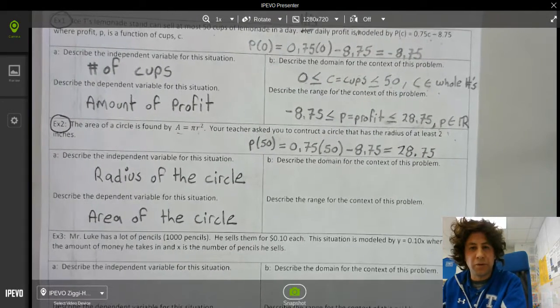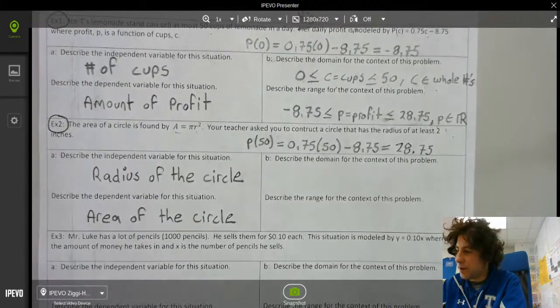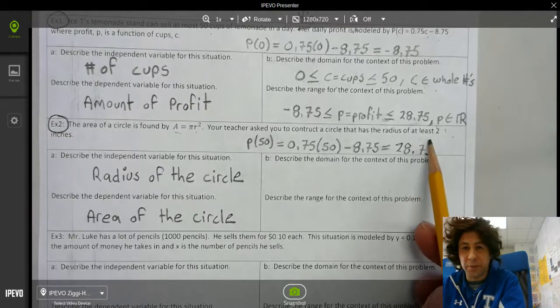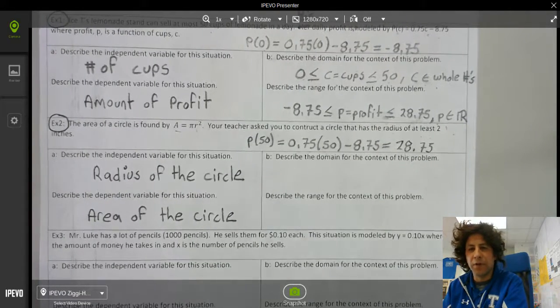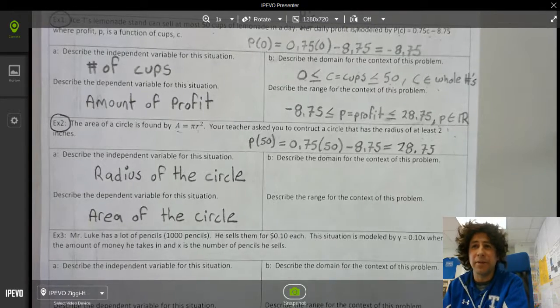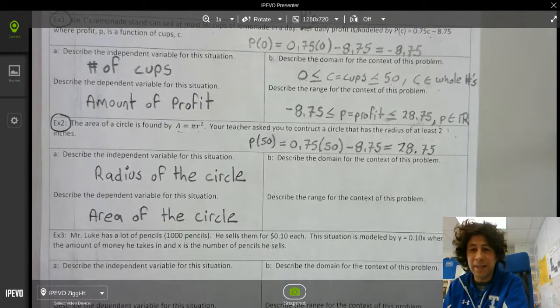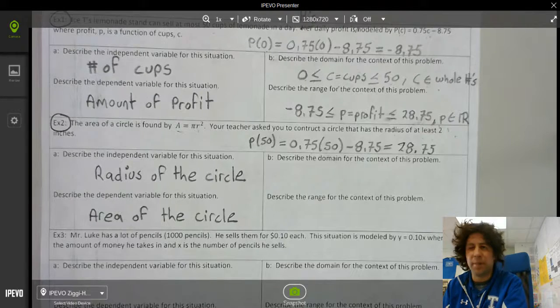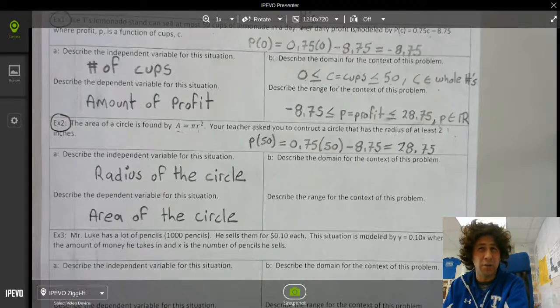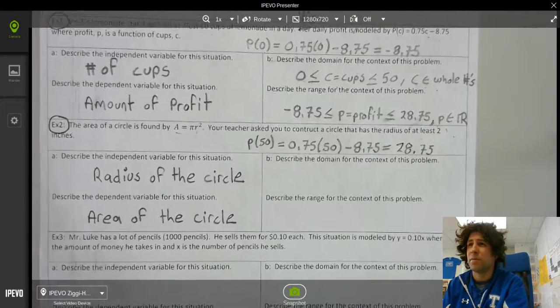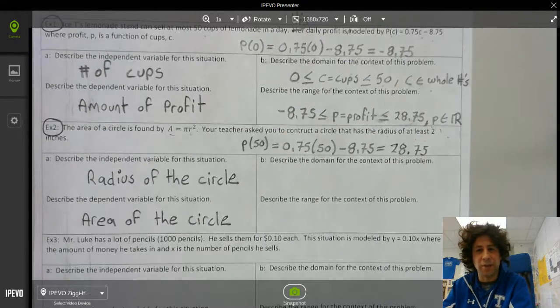All right. Now, to describe the remaining context, it says that the radius has to be at least 2. Okay? So when we talk about at least 2, think of it like this. When they use the word at least, let's put it in context. You have to be at least 18 years old to vote. You have to be at least 21 years old to drink alcohol legally. You have to be at least 16, I think, to drive a car legally. So that's your context.